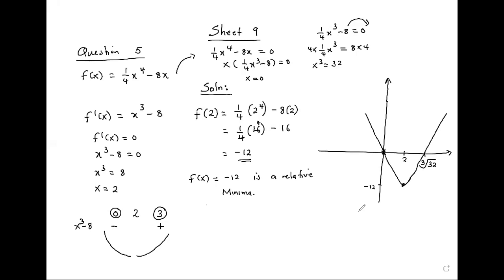And so f of x is equal to negative 12 is the minimum value. When I say minimum, it's the same as extreme. Minimum value.